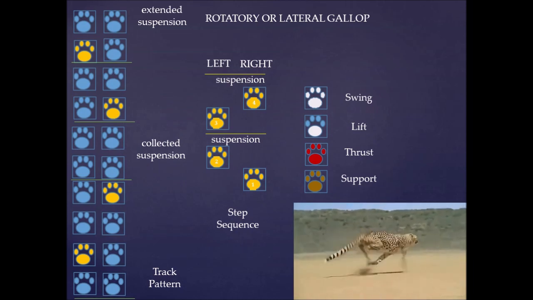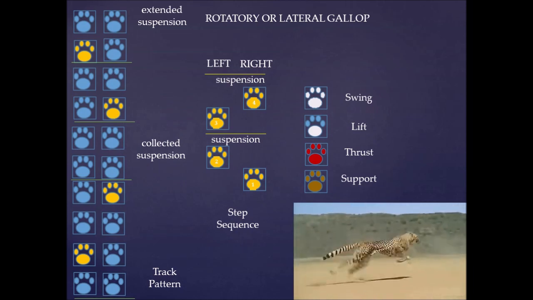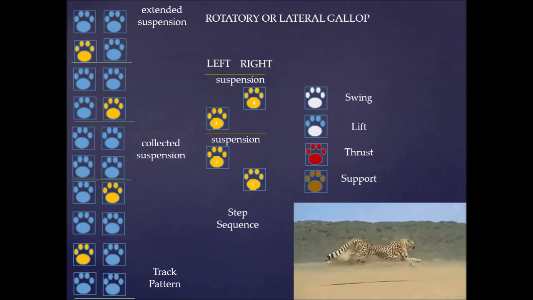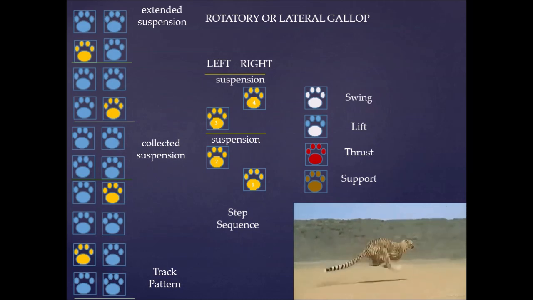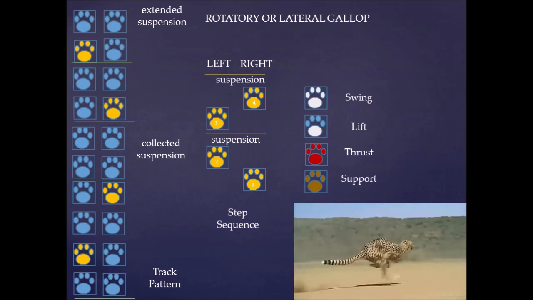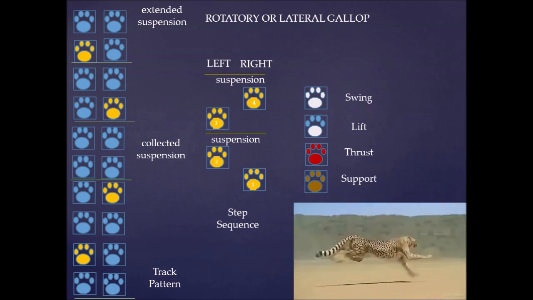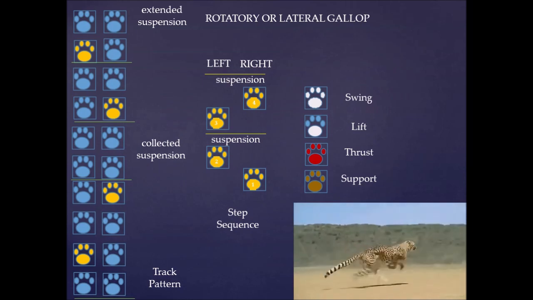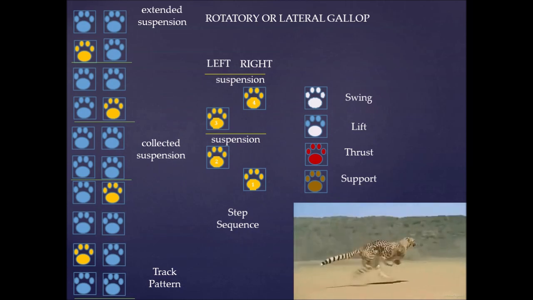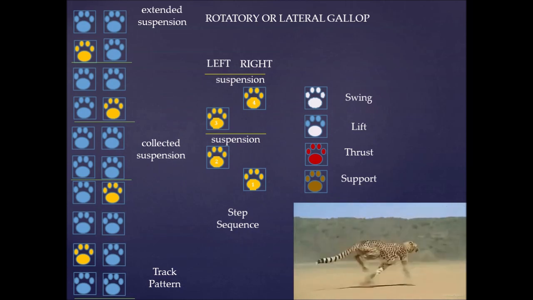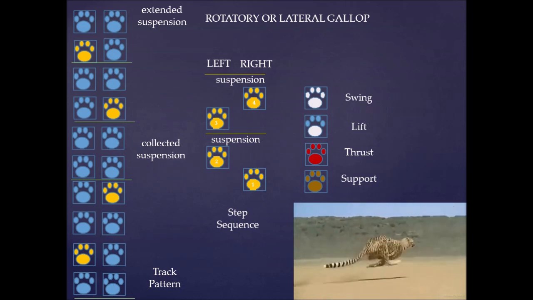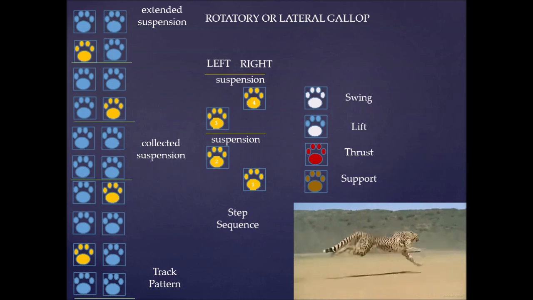This gait is favored by carnivores as well as pigs, small ungulates, and rodents. The leading forelimb and hind limb are the primary or dominant propulsive forces and are the last limbs to leave the ground before the collected and extended suspensions respectively. Although the rotatory gallop is the fastest of all gaits, it is used by predators such as the cheetah, which is the fastest land mammal, and the pronghorn antelope, which is the second fastest land mammal. It is also the most tiring gait.